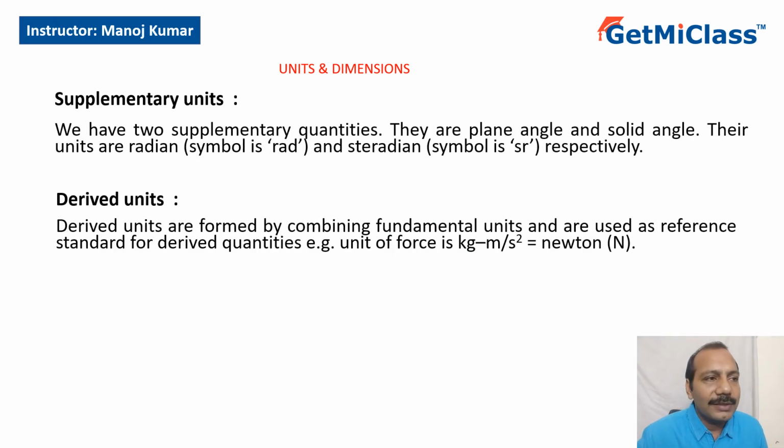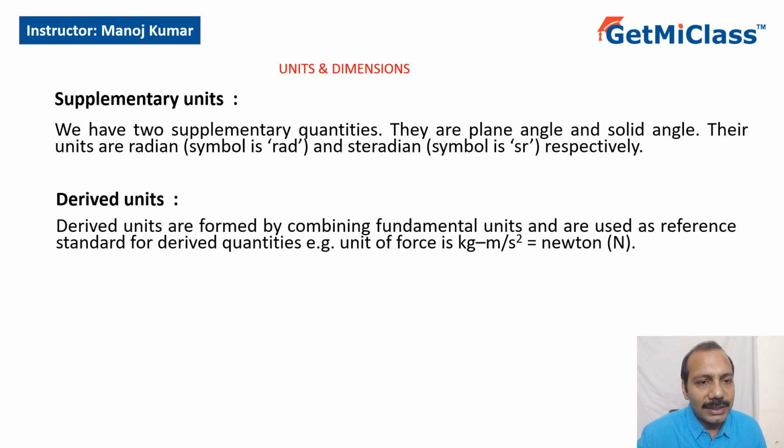Then supplementary units. The quantities which are supplementary, the units of those quantities are called supplementary units. We have only 2 supplementary quantities, that are solid angle and plane angle. Plane angle unit is radian and solid angle unit is steradian.